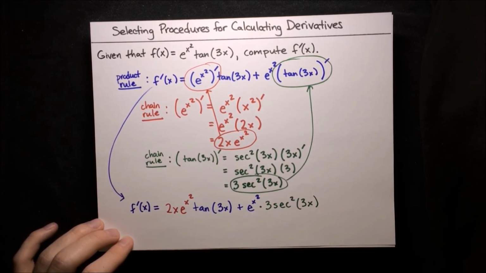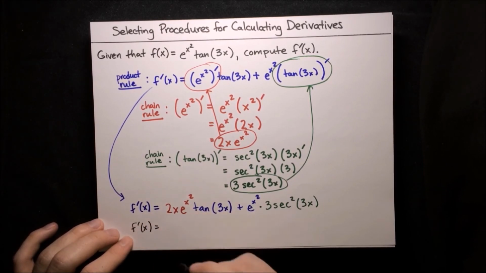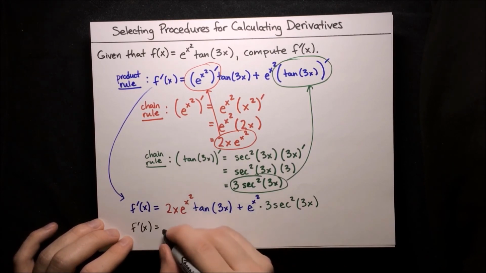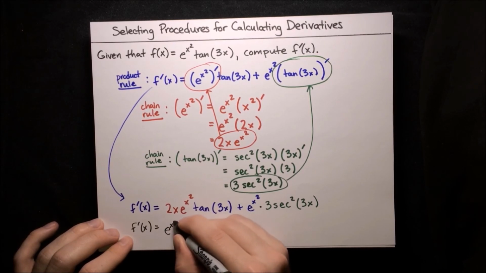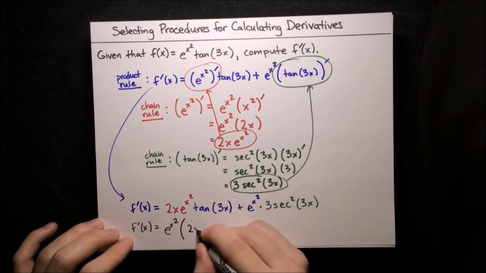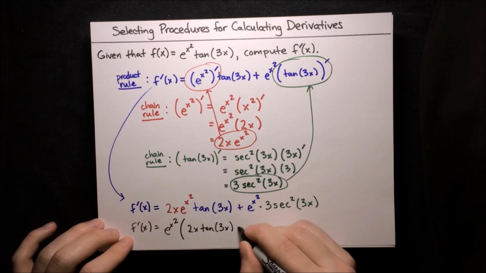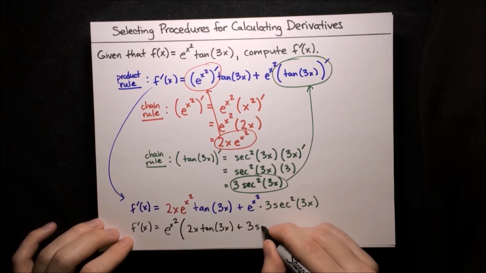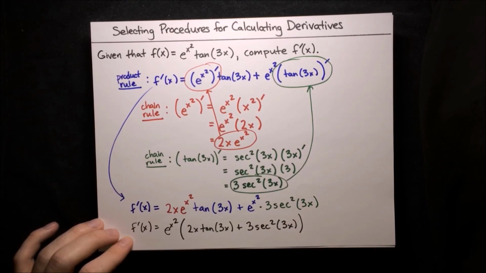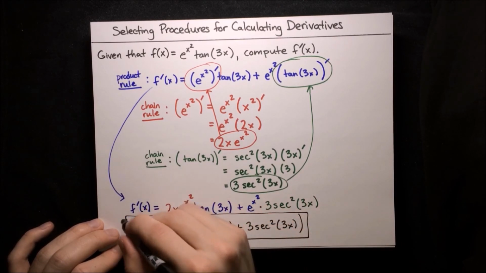And why don't we go ahead and simplify this a little bit? So f prime of x, the thing you'll notice we can simplify here is we've got an e to the x squared in both of these terms. So why don't we go ahead and factor out that e to the x squared and then write what we have left over. Well, left over is our 2x tangent of 3x and then plus 3 secant squared 3x. So there we go. There is f prime of x, our derivative.